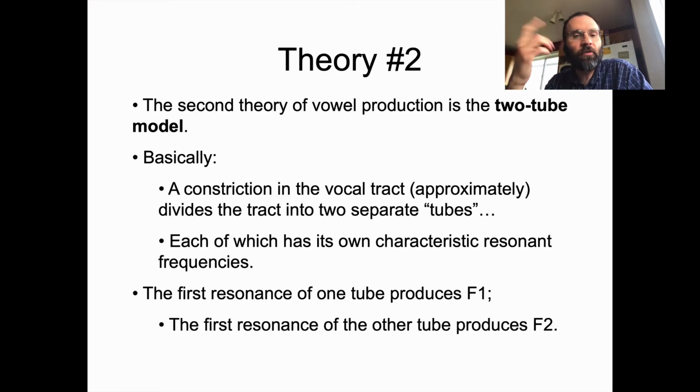So the first resonance of one tube will produce F1. The first resonance of the other tube will produce F2, generally speaking. And when I say the first resonance, I mean the lowest frequency resonance of that tube.